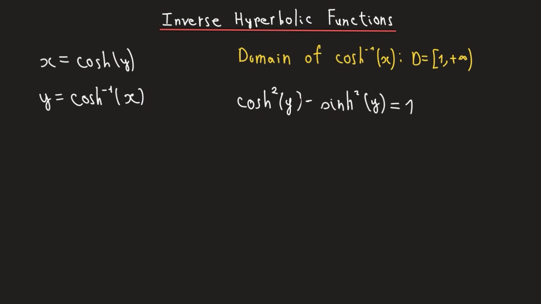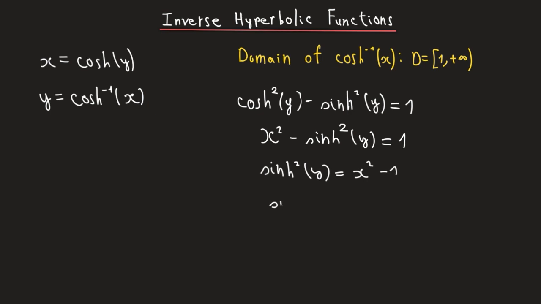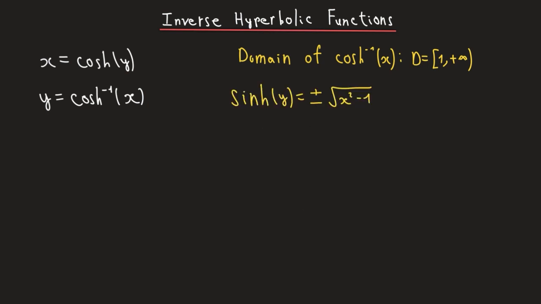Now, since we have cosh of y equal to x, we can replace cosh squared of y by x squared. And therefore we have x squared minus sinh squared of y is equal to 1. In other words, sinh squared of y is equal to x squared minus 1, and therefore sinh of y is equal to plus or minus the square root of x squared minus 1. So now we have the expressions for cosh of y and sinh of y.